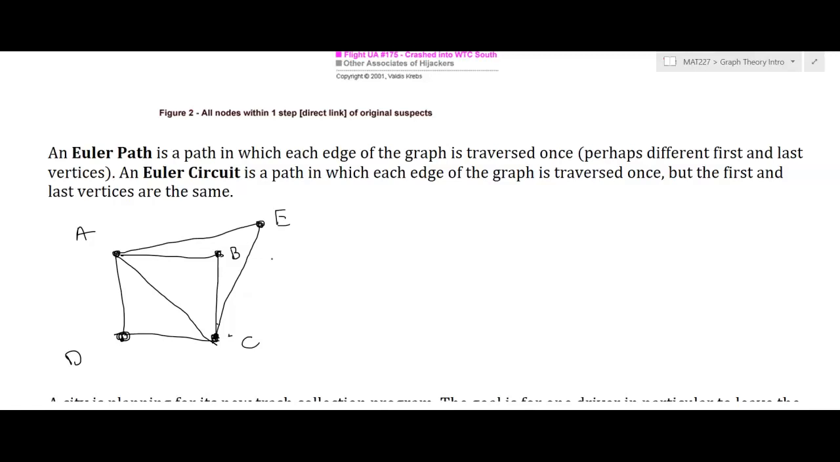Let's say I wanted to create an Euler path. So the only restriction is that I have to start at a vertex. I'm just going to pick A, and that I have to take paths all the way around and make sure I hit every edge. So one way to do that would be to go A to E, then E to C, then C to B, let's take that as the third edge, then B to A, that'll be the fourth edge.